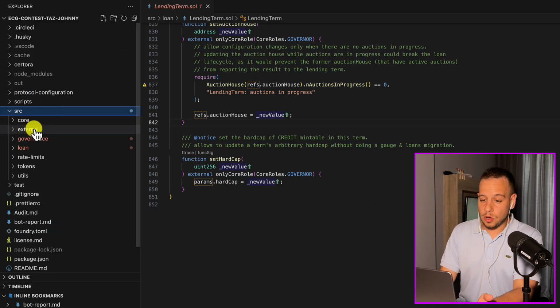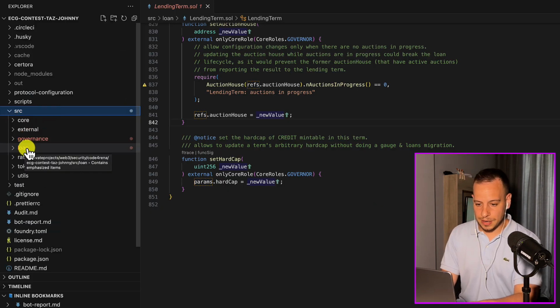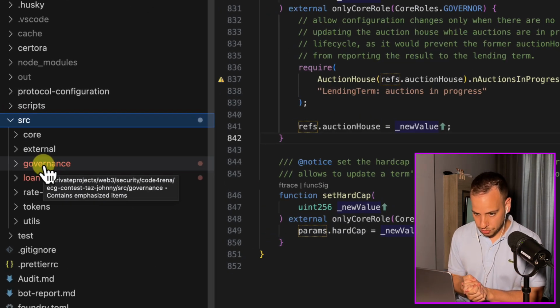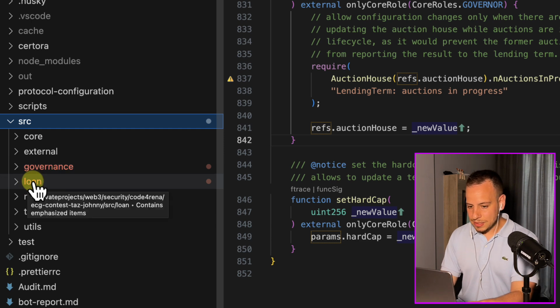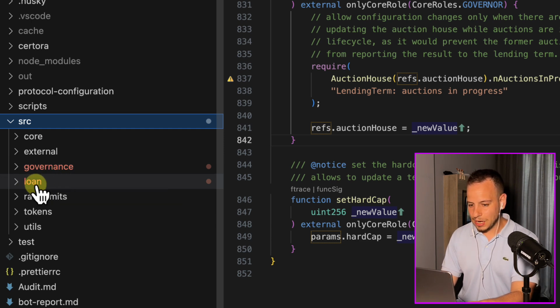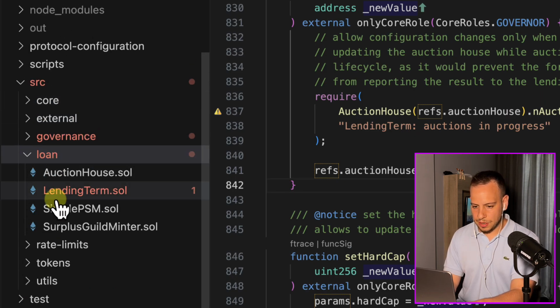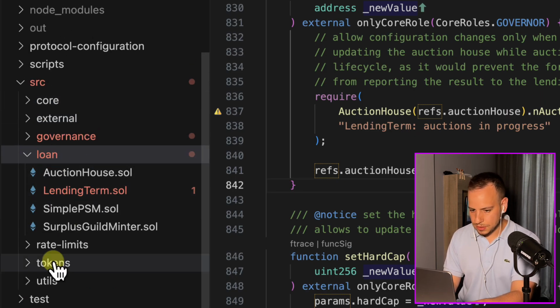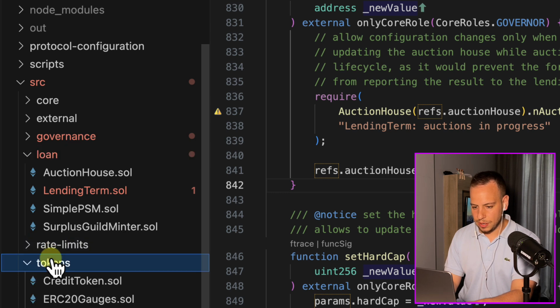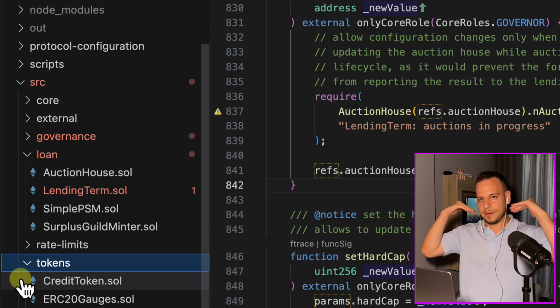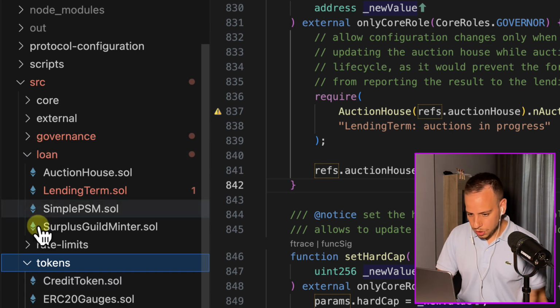And since it's a big code base, we initially divided the work so that everyone focused on a different part of the protocol. Taz was focused more on the loan contracts, as you can see over here. I will zoom in. Taz focused mainly on the loan contracts and also the token contracts, because obviously the tokens are the building blocks of the whole protocol, right?